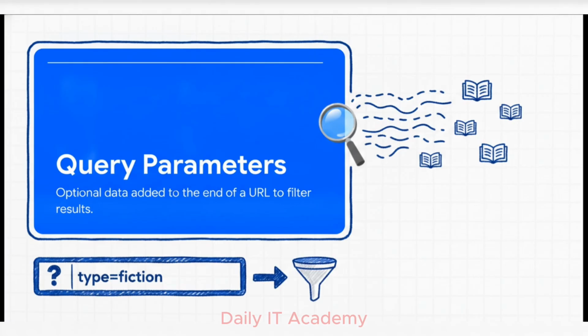But what if we want something specific? That's where query parameters come in. They help us ask the server for very specific slices of data. By just adding a question mark and type equals fiction to the end of our URL, we tell the API to filter the results and only bring back the fiction books.